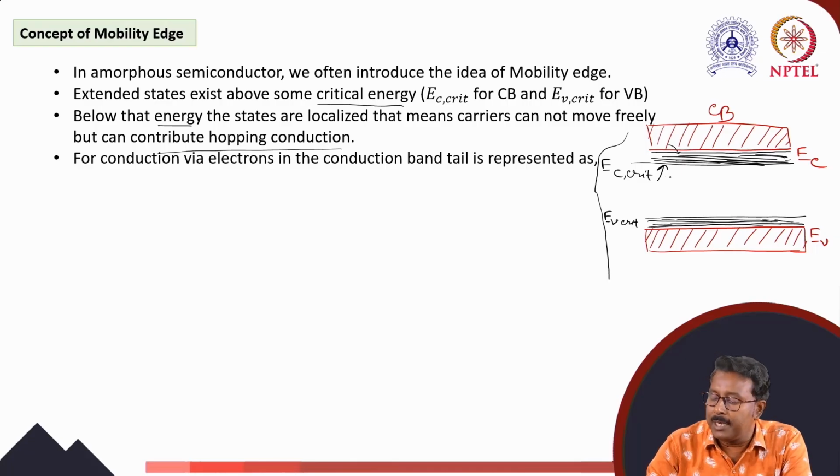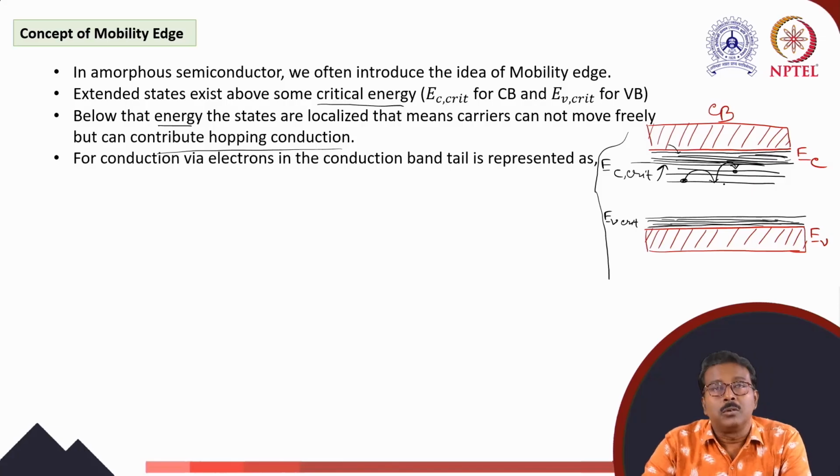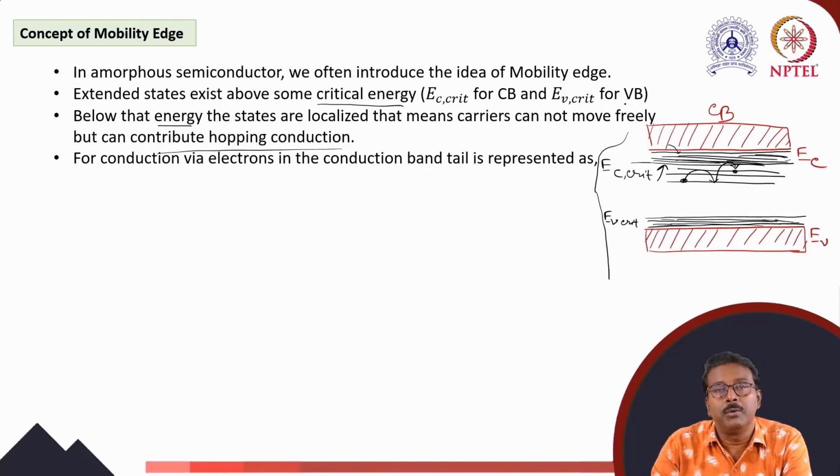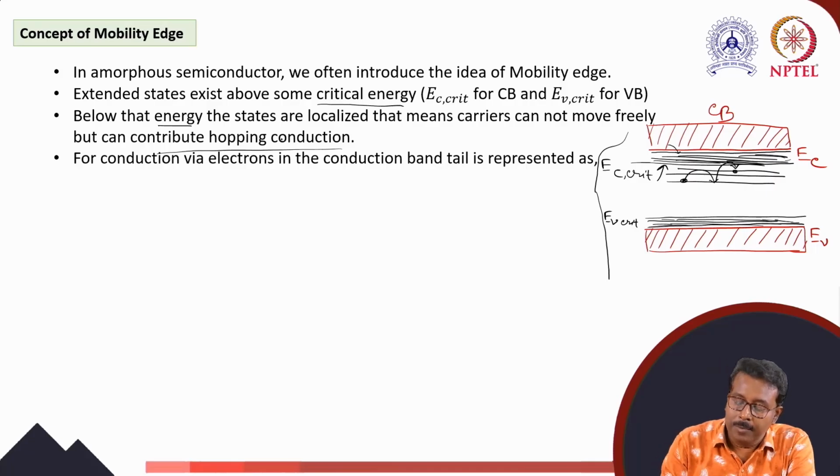But if some states are below these critical edges, and carriers exist in these states, these carriers may hop to the next states by hopping mechanism. So critical energy, EC critical for the conduction band and EV critical for the valence band, these are two very important values, and these are called the mobility edge. This is the concept of mobility edge.